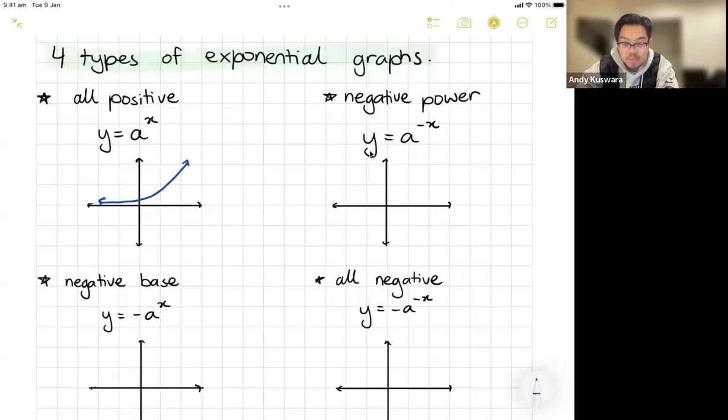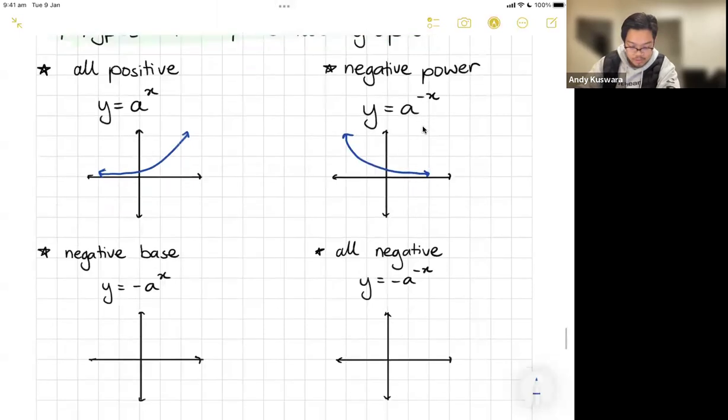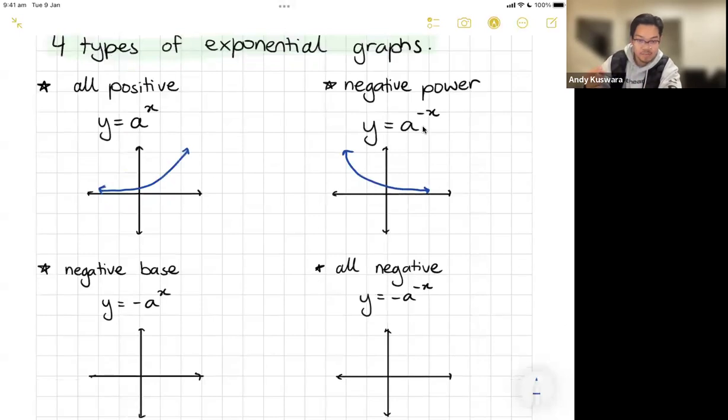Now, you'll also have what happens if we have a negative power. So that means my base is positive, but my power is negative. It's just going to flip the other way. So instead of exponentially growing, we call that exponentially decaying. Okay, so it just flips to the other side. Okay. For this one here, if I have a negative base, so I have a negative a, but it's to a positive power, it's going to flip this way. And for that last one, if I have everything negative, so I have a negative base and a negative power, it's going to look like this.